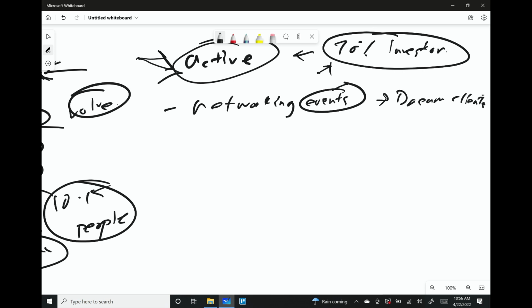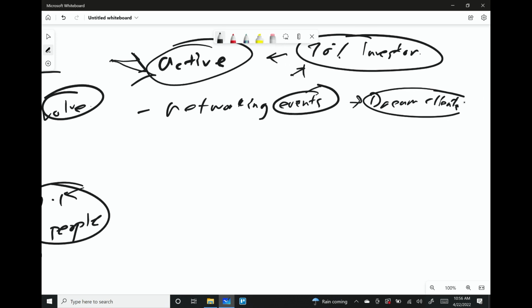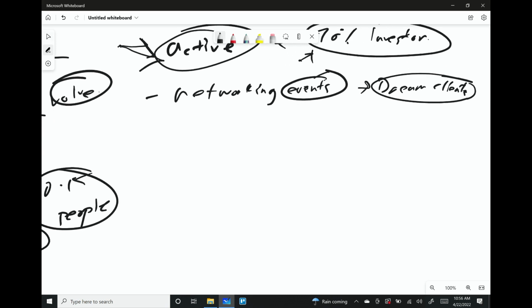So if your dream clients are doctors, well, look at medical meetups. Look up things that doctors would go to. Now, obviously, don't go in there guns blazing, saying, "Hey, who wants to invest in my deal?" You've got to build relationships. Take people out to lunch. Take people out to coffee.